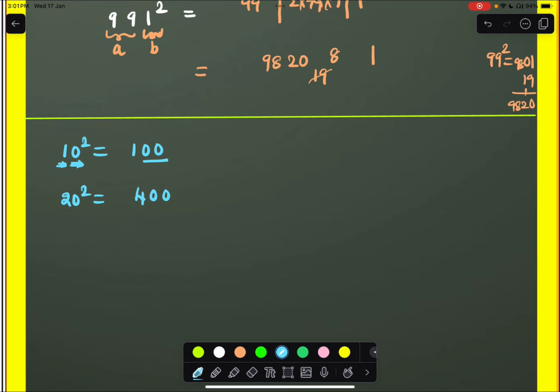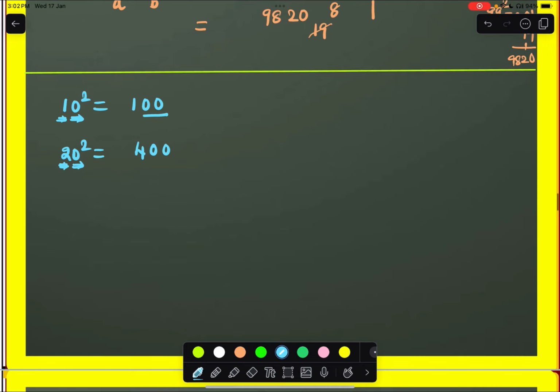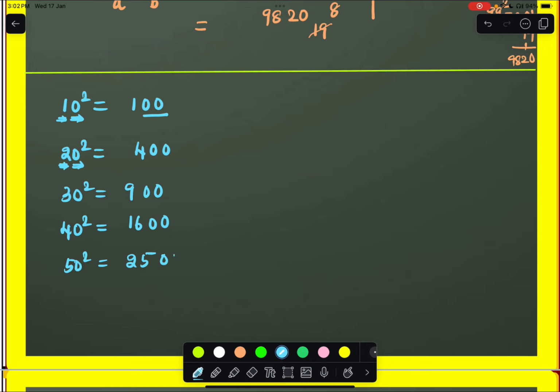We can tell it in another way also. If a number ends with 1 zero, its square will end with 2 zeros, and the leftmost non-zero number is 2, 2 square is 4. We write 400. And 30 square I can write directly: 3 square is 9, and after squaring we get 2 zeros. So 40 square, its value equals 1600. 50 square equal to how much? 5 square is 25, and after squaring it becomes 2 zeros. So in this way we can find squares of numbers ending with 0 comfortably.